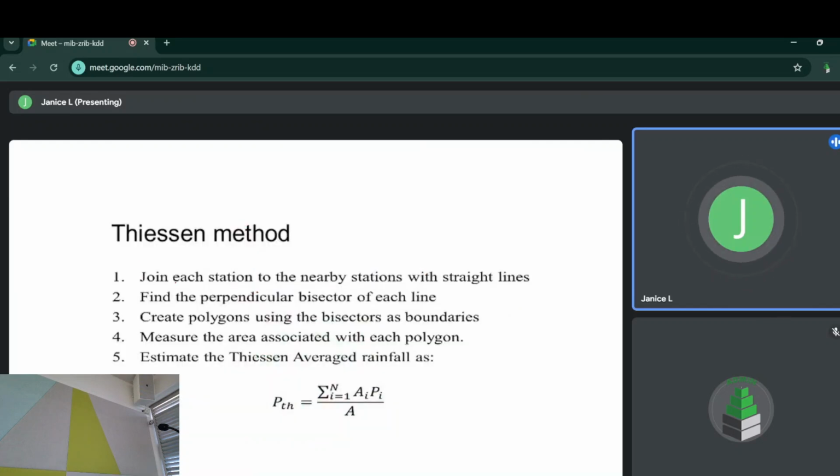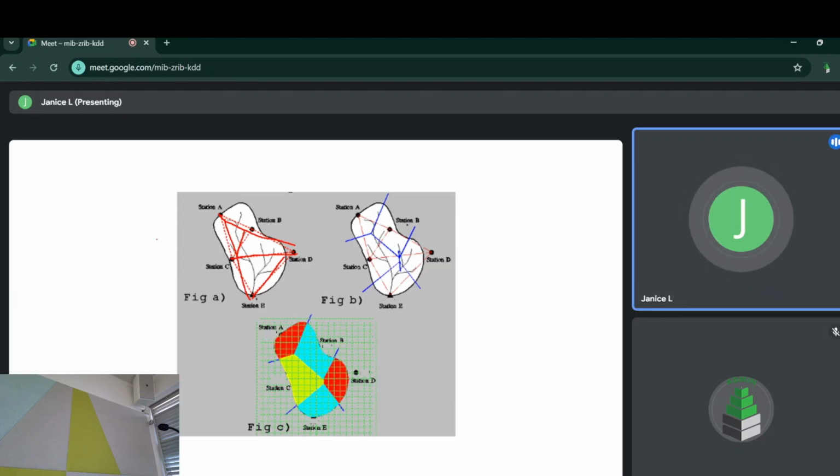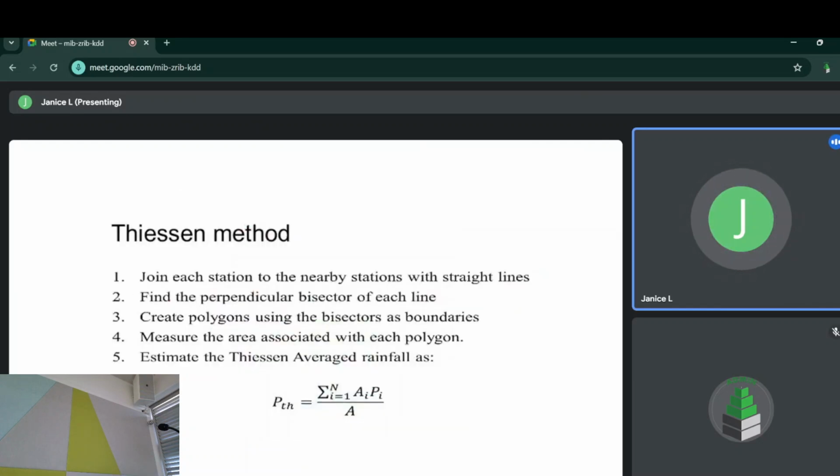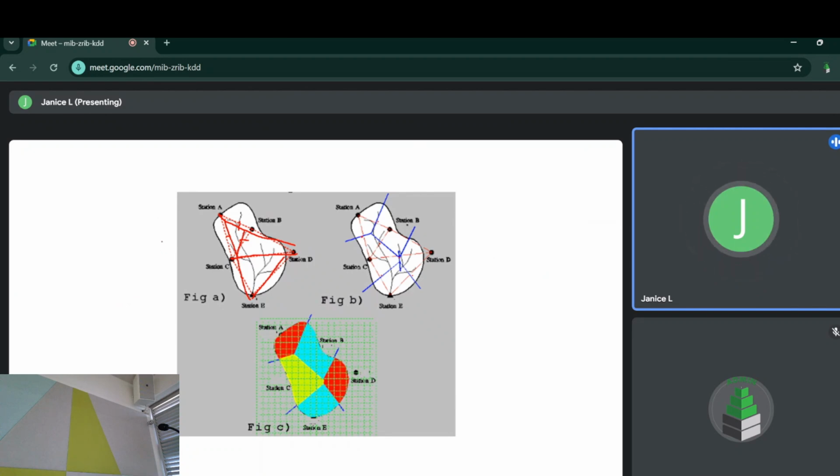Then what you do is find the perpendicular bisector of each line. Every line that you've drawn, you go at the middle, you find every single middle point, as they've done with the blue lines here, you see? Midpoint, midpoint, midpoint, midpoint, midpoint. Find the midpoints of every single line here. And then what you do is you join them. You create polygons using the bisectors as boundaries. So you have the bisectors.